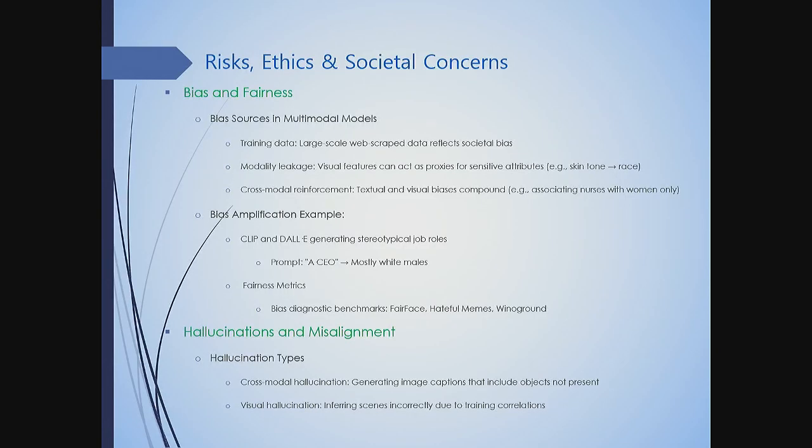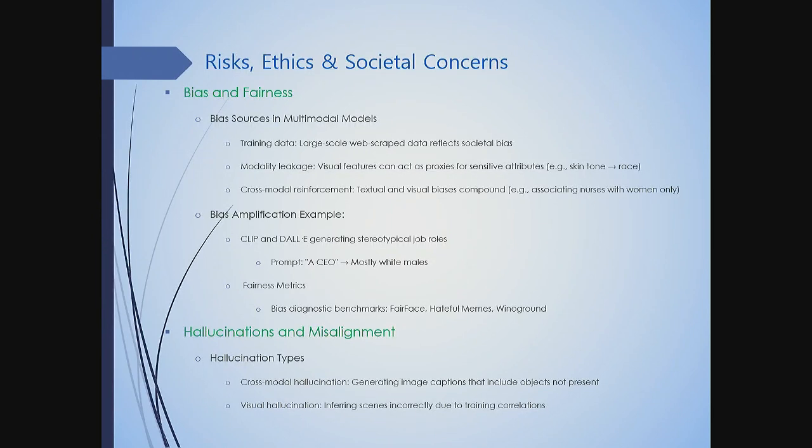So let's look at bias and fairness, for example. Bias sources in multimodality. In this case, you have some training data. Sometimes large-scale web-scraped data reflects societal bias, and then there is some kind of modality leakage, where some visual features can act as proxies for sensitive attributes. For example, skin tone reflects race and so on. Yeah, I'm happy to be Black, but some people don't like it, and some people don't want to be Asian and so on. It does that, and it makes some kind of problem.